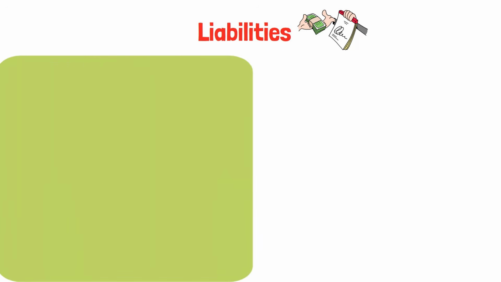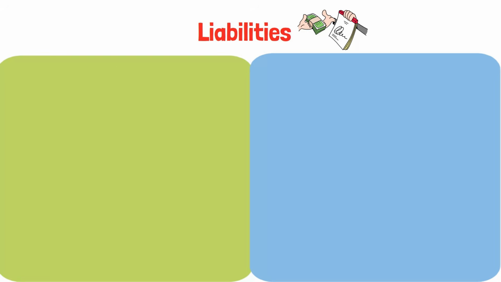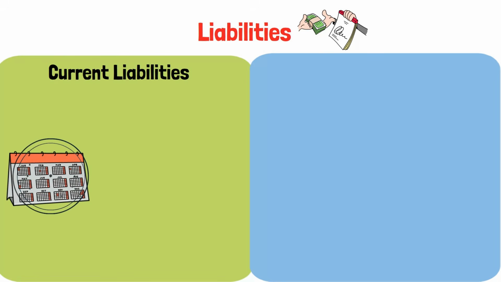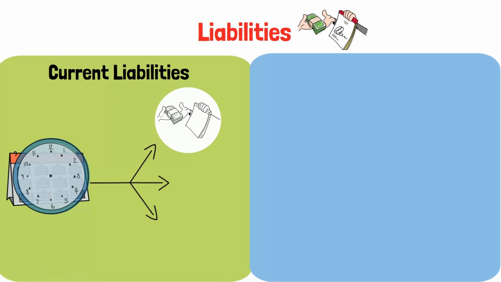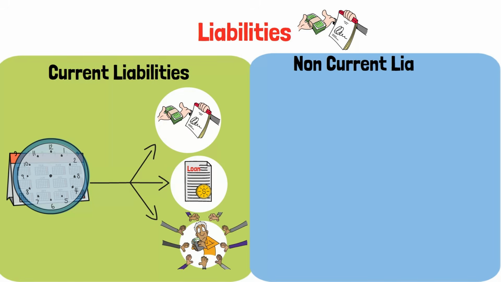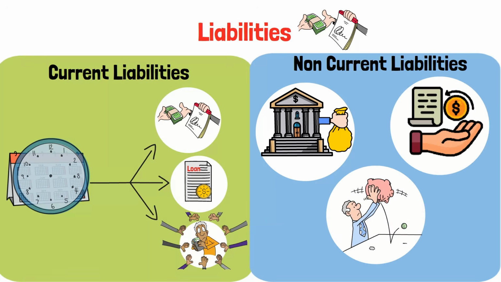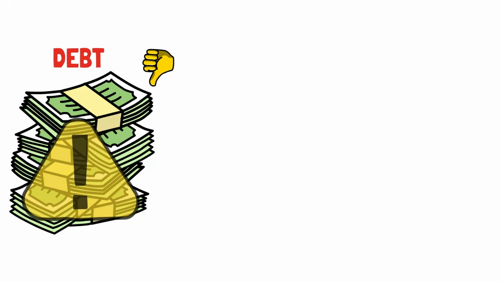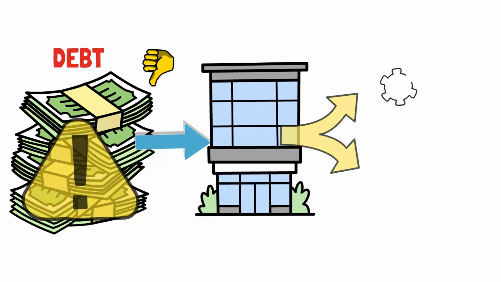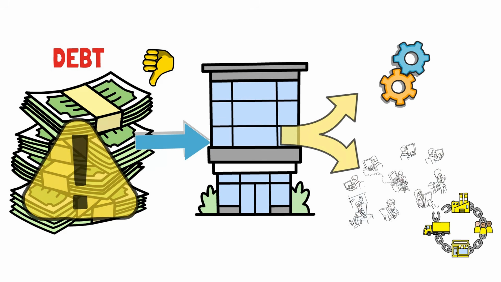Next, let's look at liabilities, what the company owes. Just like assets, liabilities are also split into two main types. Current liabilities, which must be paid within a year, like accounts payable, short-term loans, and accrued expenses. Non-current liabilities, like long-term loans, bonds payable, or pension obligations. A high level of debt might be risky, but it's not always bad, depending on how the company manages it and what industry it's in.